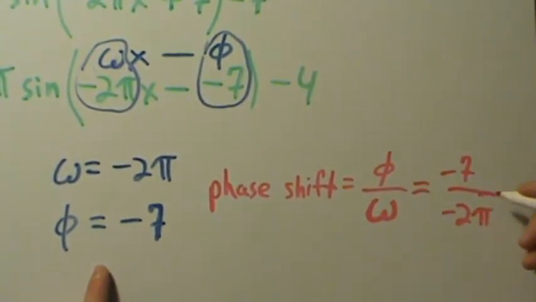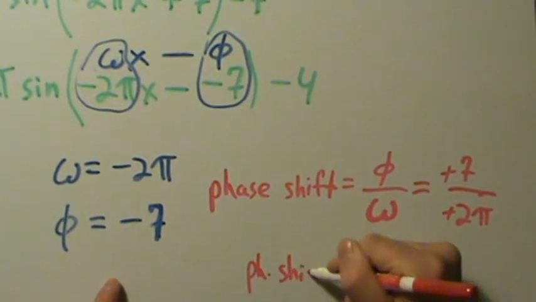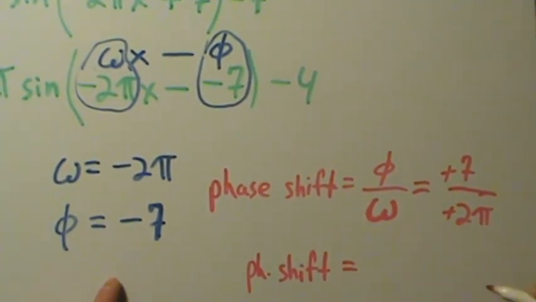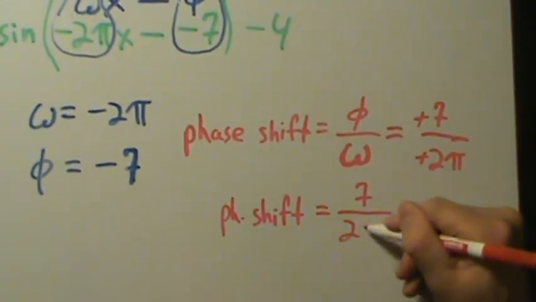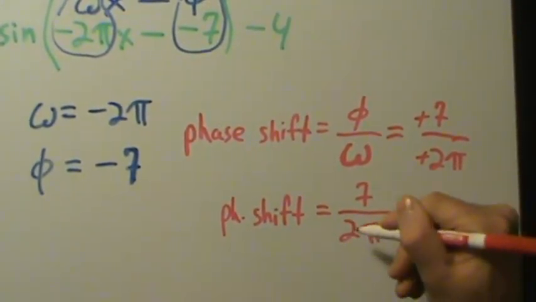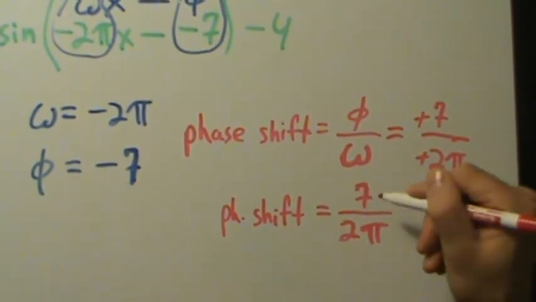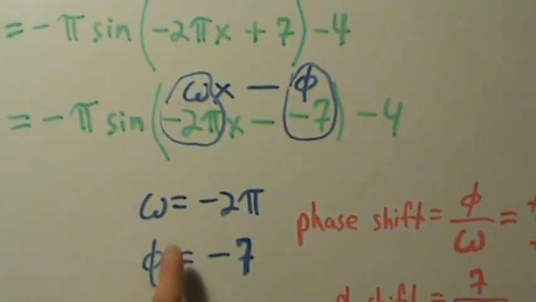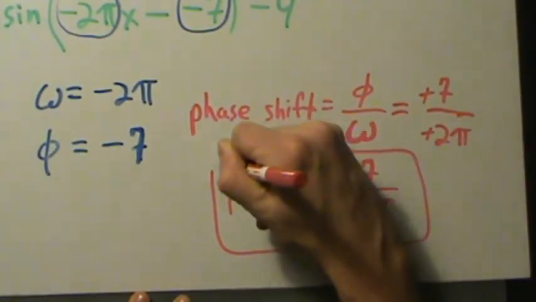Okay, very goofy number, but we can simplify it. Negatives cancel, so then we end up with phase shift, there's that unnecessary abbreviation again, equals 7 over 2 pi. Okay, so again, incredibly strange number, but it is what it is. Just phi over omega, and phi is negative 7, omega is negative 2 pi, the negatives cancel, and we just end up with this. Okay?